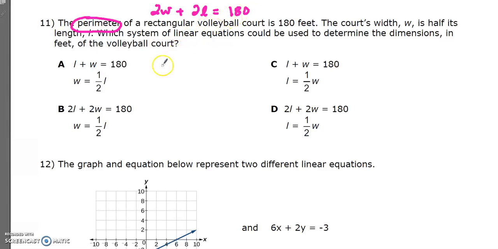So right away I'm looking for that equation. I don't have it in A. I don't have that equation in C. I have it right here in B, and I have it right here in D. The next part says that the court's width, W, is half its length. So we came to the word width first, so that's where we're going to begin. We have W equals half of the length. Well, that would be 1/2 times the length, which is L. So over here we have W equals 1/2 L. That looks good. Over here the L and the W are backwards, so definitely not D. So B would be the correct answer.